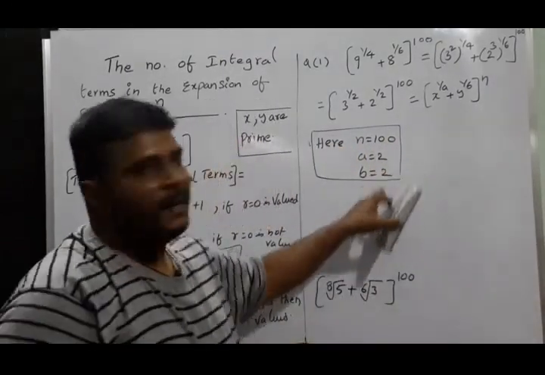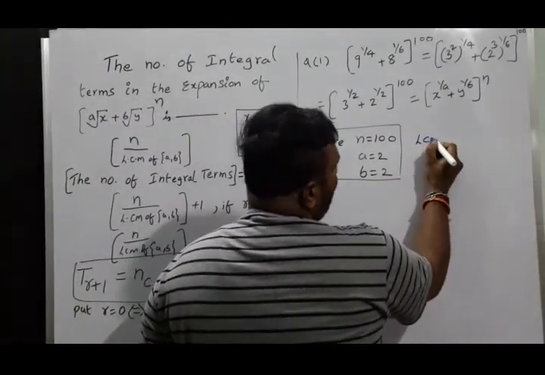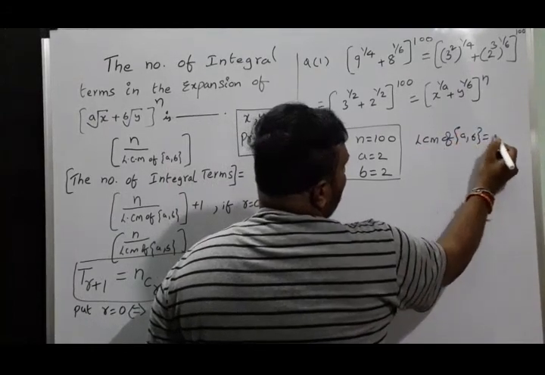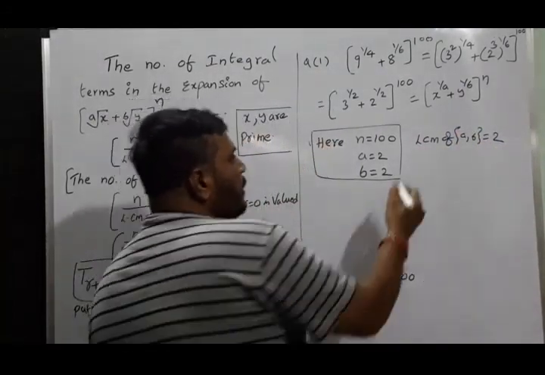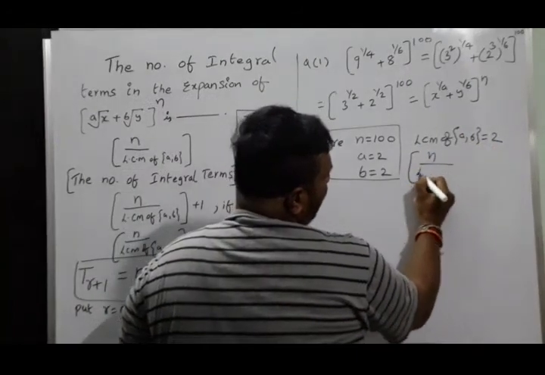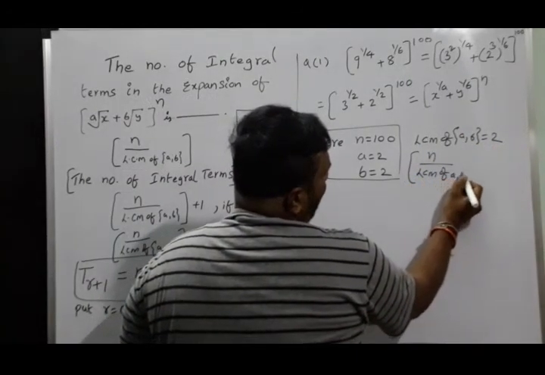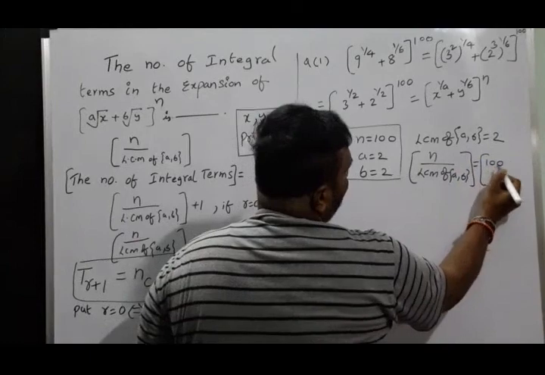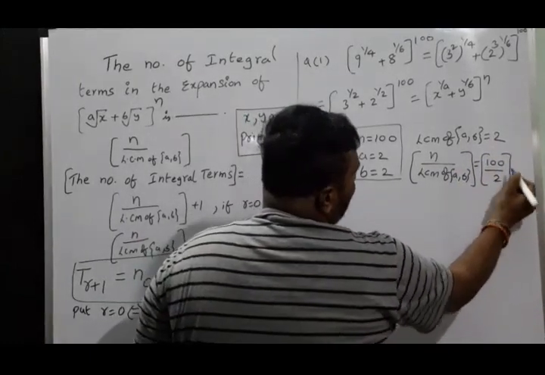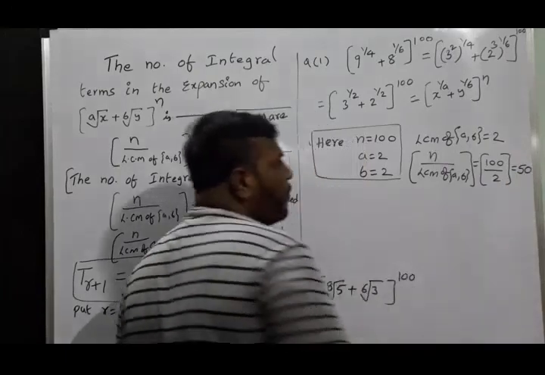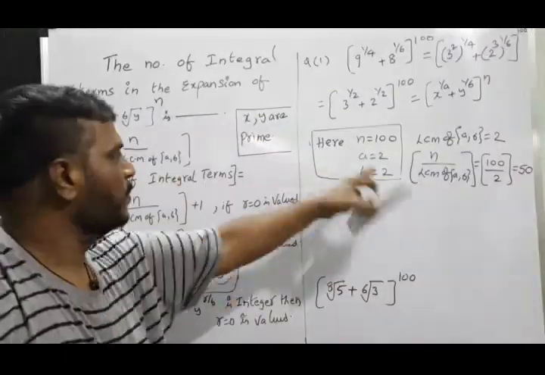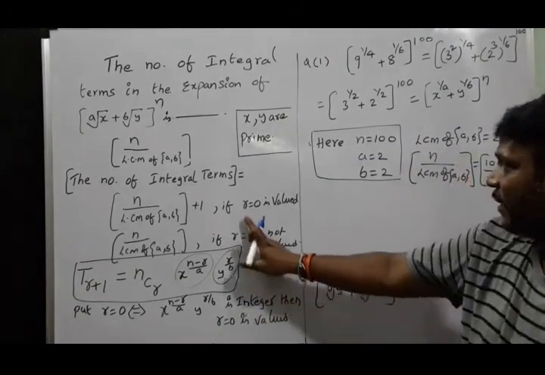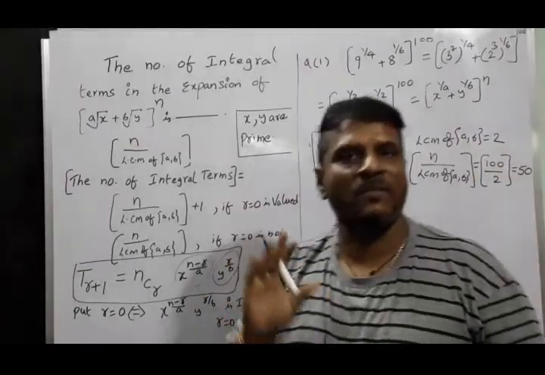Now the LCM of a, b is equal to 2. So floor of n by LCM of a, b is equal to 100 by 2, that is equal to 50. We are finding this value. Now you have to verify whether r is equal to 0 is valid or not valid.